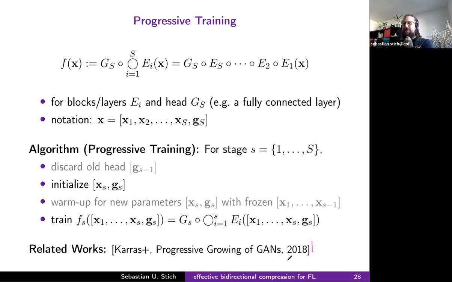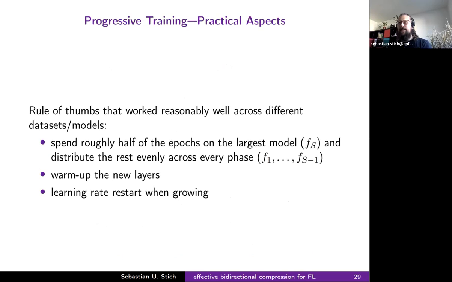This is very much borrowed from work in computer vision, where they propose to design a generator that generates images, and they design it in a way that it can first generate low resolution images and then increase the resolution over time. So this is not a new idea, but as far as we know, it's the first time that we tried to use this to train neural networks in a federated fashion and try to achieve communication reduction.